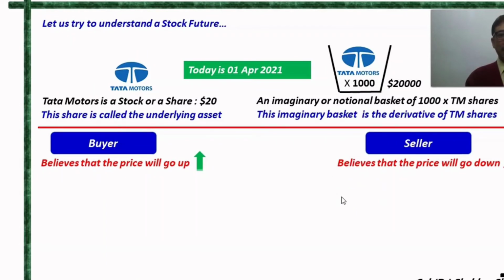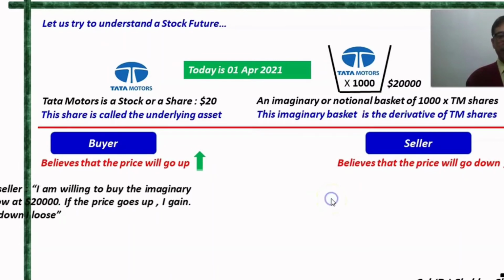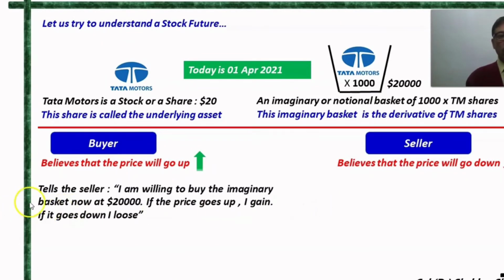Remember, this notional basket belongs to no one, alright? It is just an imaginary thing. So the buyer tells the seller that I understand this notional basket does not belong to you, but still if you are willing to sell it, then I am willing to buy that imaginary basket now at $20,000. If the price goes up, I gain, and if the price goes down, then I lose.